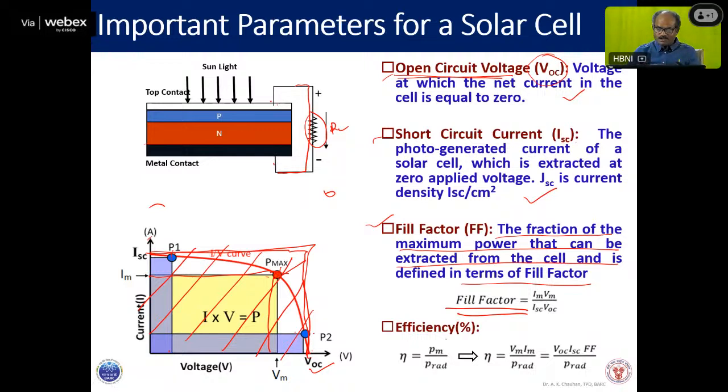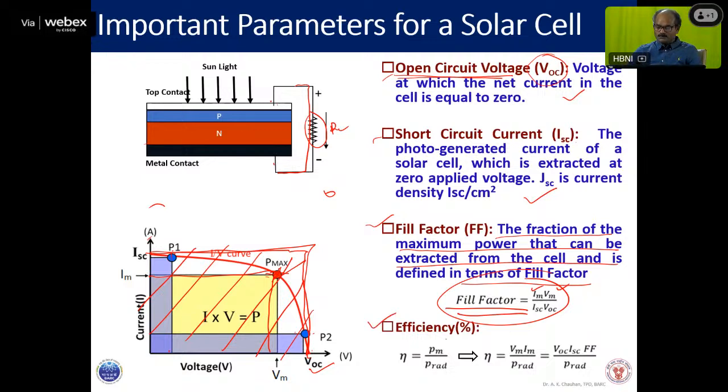So what is ideally the maximum possible power? If you divide the maximum power by the maximum possible power, that is Im into Vm, that is called my fill factor. And now we know the three most important parameters: the short circuit current, the open circuit voltage, and the fill factor. We can define the efficiency also.